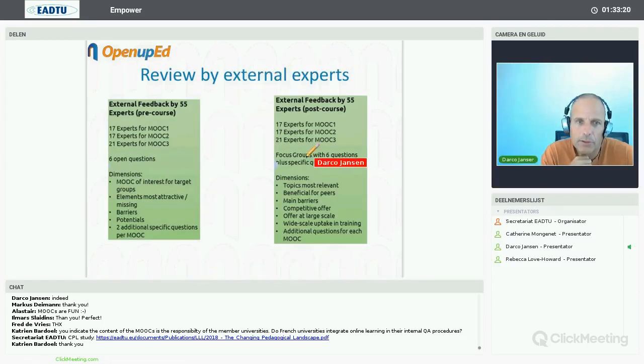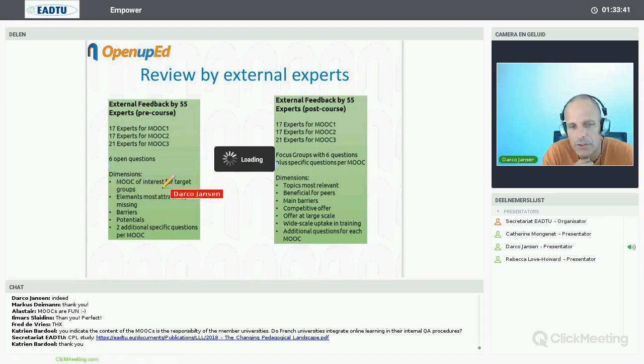Related to the external experts, the dimensions are listed here on pre-course levels, and on the post-course dimensions is the focus group. And the dimensions that are included in the survey, pre-survey, is also the reasons and motivation. So that's very important also to know the motivation of the students beforehand, and the learners. And we had a survey after the MOOC was completed according to these dimensions.